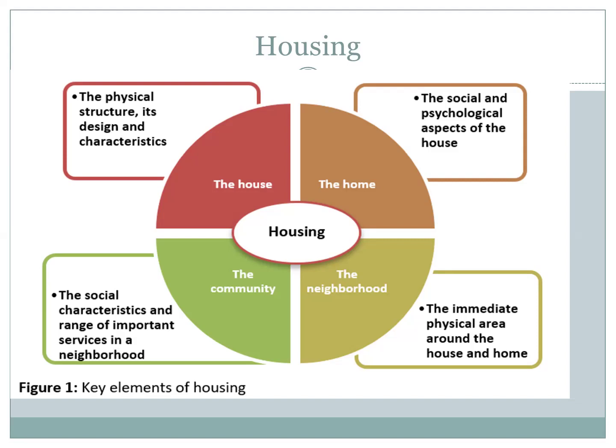normal neurocognitive development. Then there's the neighborhood, the immediate physical area surrounding the house and home. If it is densely populated, or if it is a low socioeconomic area, with no proper sewerage or services, no safe water provision, then the incidence of water-related diseases would be higher. Then there is community, which is the social characteristic and range of important services in the neighborhood.